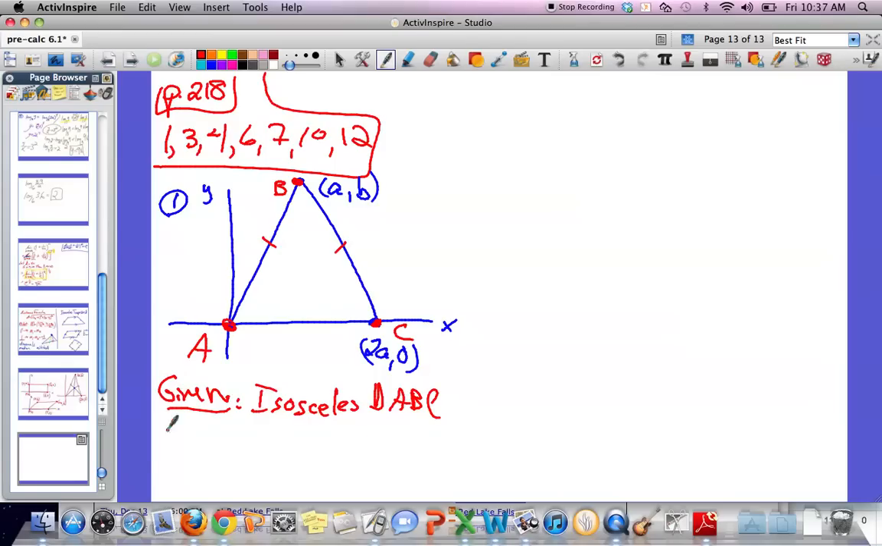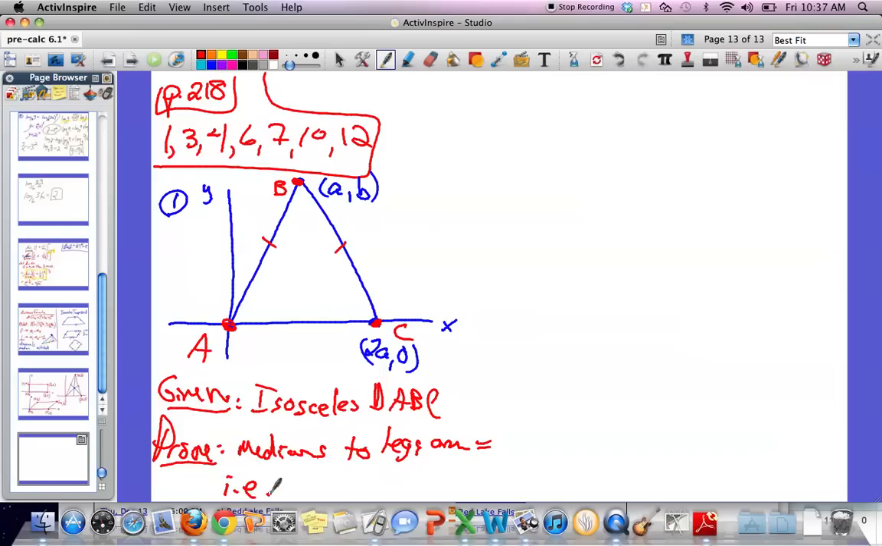We are asked to prove what? Medians to the legs are equal. I'll write it out in words: medians to legs are equal. But now I'm going to write it down in symbols. So, i.e., that is what I'm trying to prove.